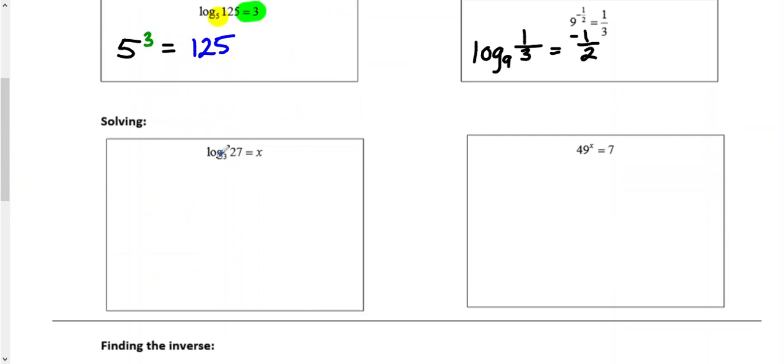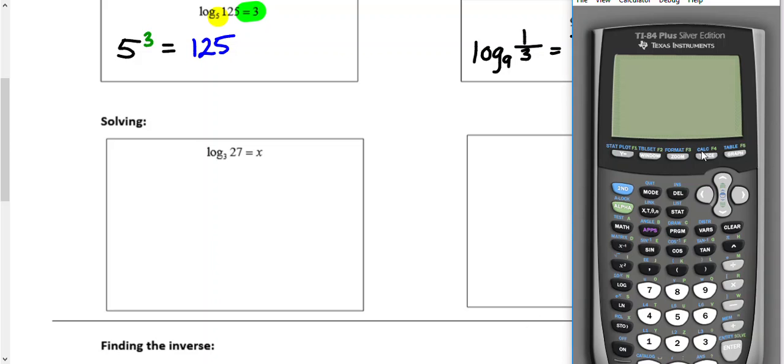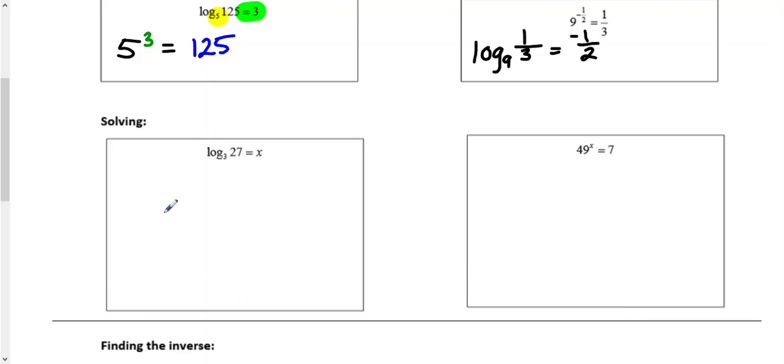Now solving is a little bit difficult because our brains don't compute log form, but luckily our calculator does it for us. So if we get our calculator, we're going to hit alpha, window, option 5, which is my log base. Now I can type in the bases that I need. So log base 3 of 27. And that equals 3. So we'll say x equals 3.